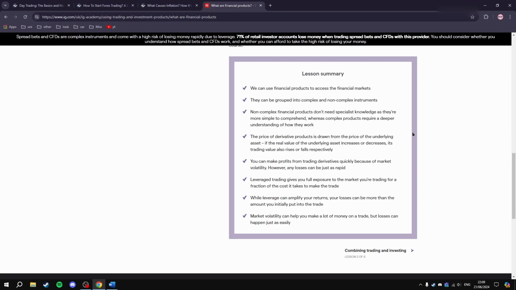You can make profits from trading derivatives quickly because of the market volatility. However, any losses can be just as rapid. Leverage trading gives you full exposure to the market you're trading for a fraction of the cost it takes to make the trade. While leverage can amplify returns, your losses can be more than the amount you initially put into the trade. Market volatility can help you make a lot of money on a trade, but losses can happen just as easily.